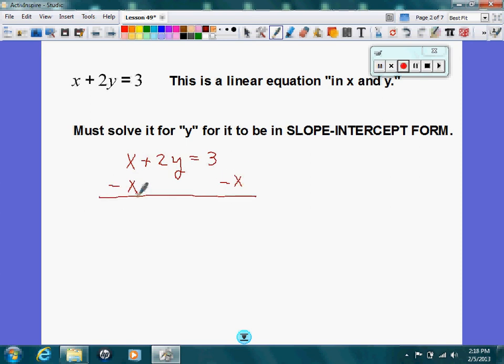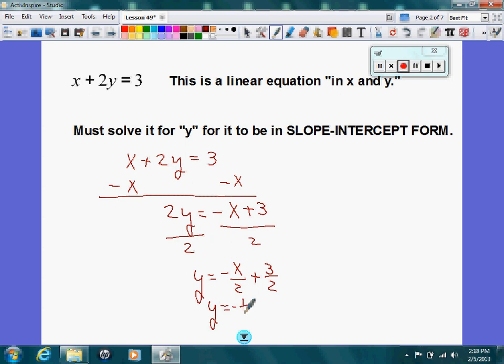And the x's would add to 0. We have 2y is equal to, and let's put the x first, minus x plus 3. Notice that's a plus 3 up there, it's not a minus 3. Now we divide both sides by 2, and we would get y on this side. We could divide this into two fractions. So we divide minus x by 2 plus 3 over 2. We could write this as minus x over 2, and also as minus 1/2 times x plus 3 over 2.